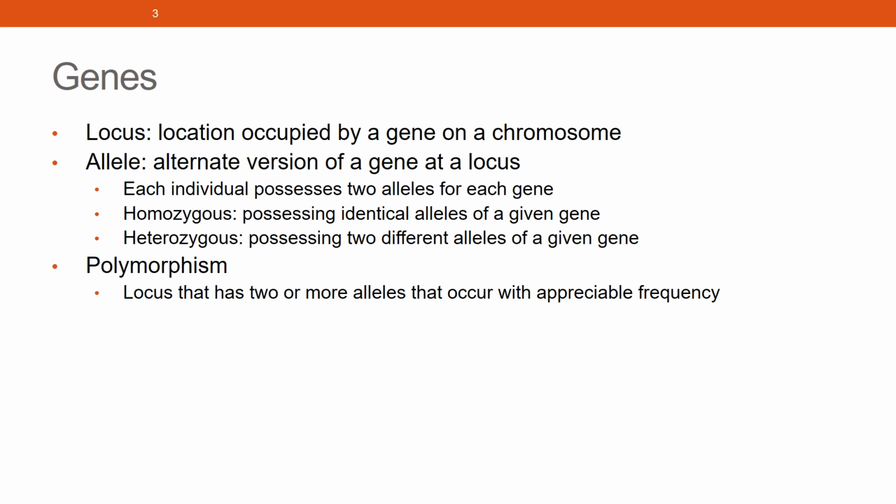When we come to the notion of polymorphism, we are talking about a locus that has two or more alleles that occur with a frequency that can be appreciated. So we can fairly commonly predict that these alleles will occur with a certain frequency.